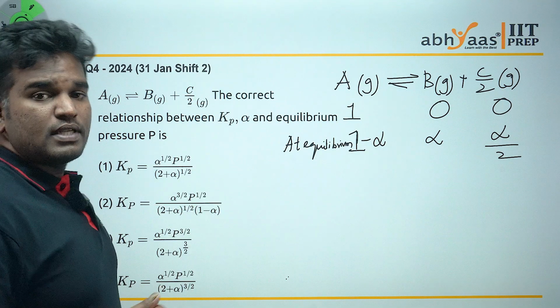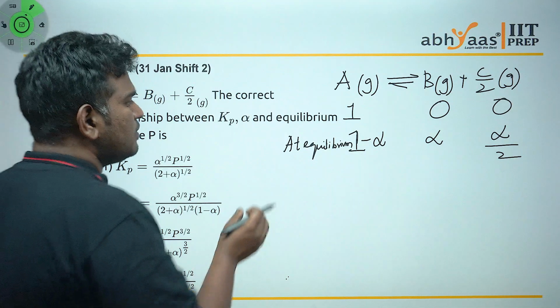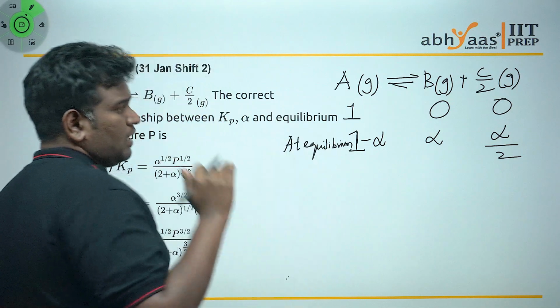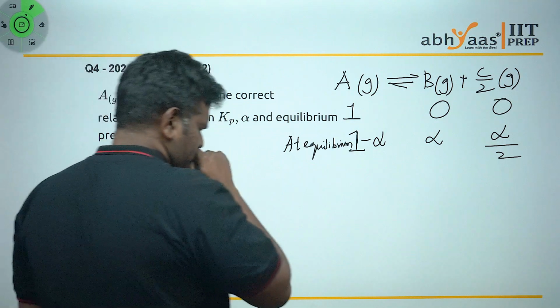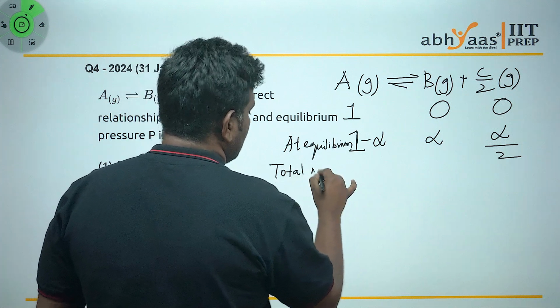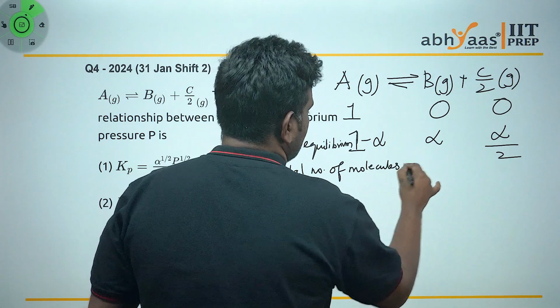Now, you have to be very careful. Here, certain steps are told by me. You should be very particular about that. Now, you know that these are the concentrations at equilibrium. So, here, we can say that the total number of molecules here is what?